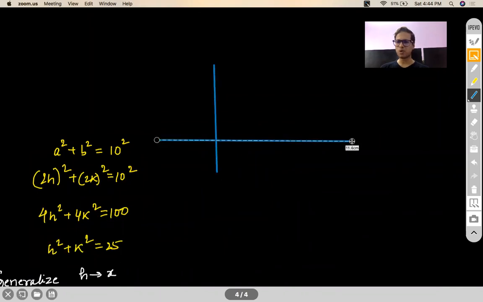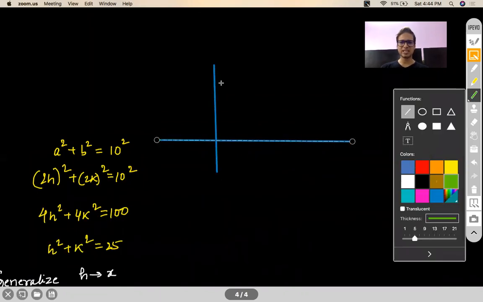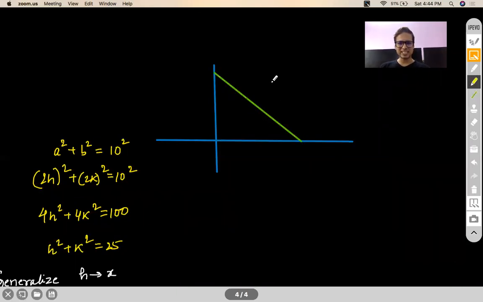Let's say this is my wall, this is my floor, and this is my stick. The stick length is 10 meters, nothing is changing. Now I want the midpoint's locus. I want the locus of M. Let me call it (h, k).